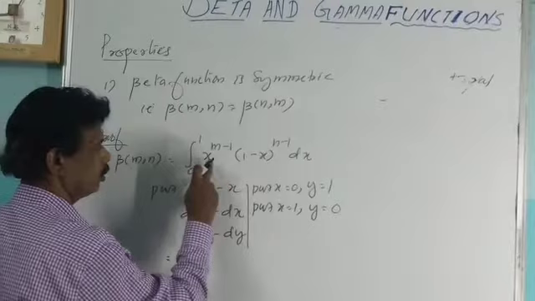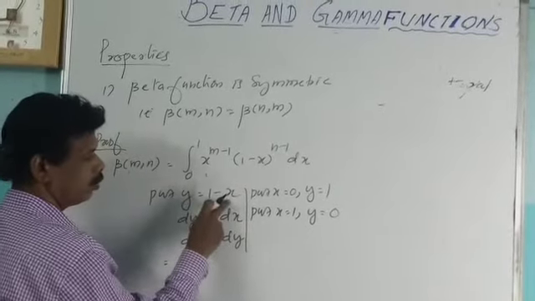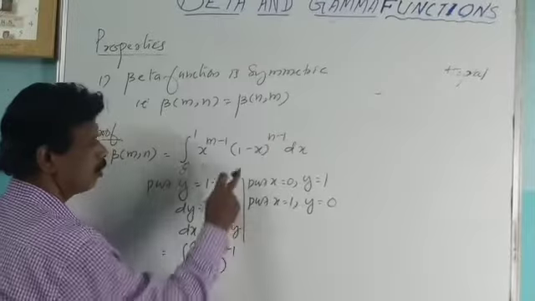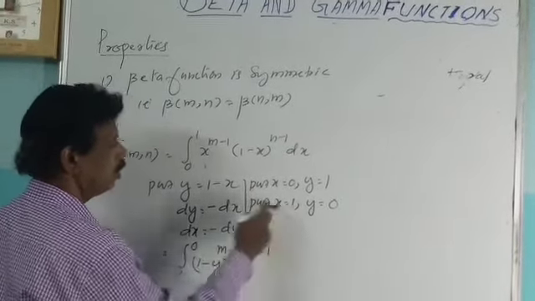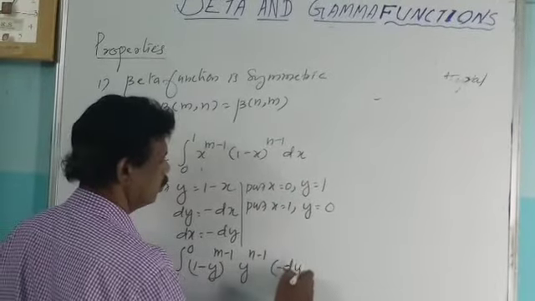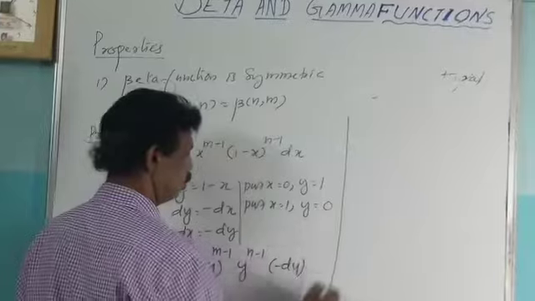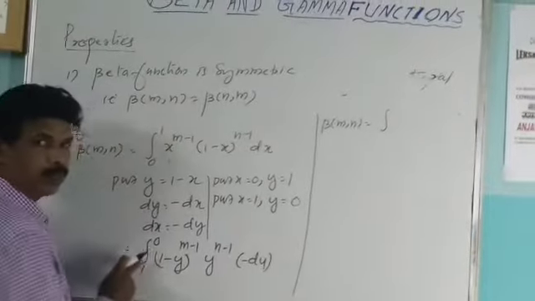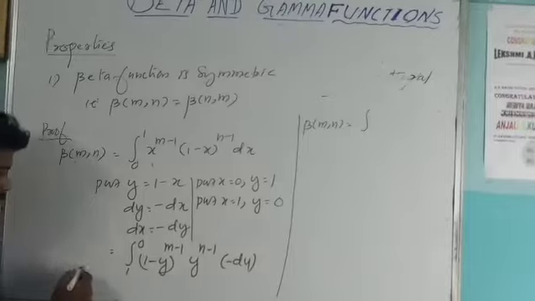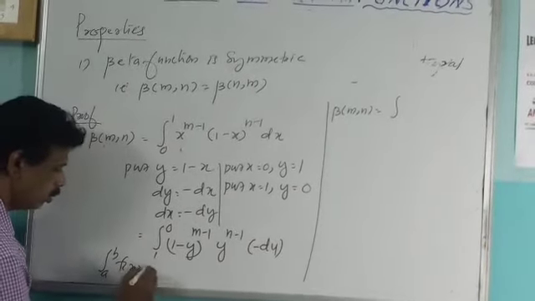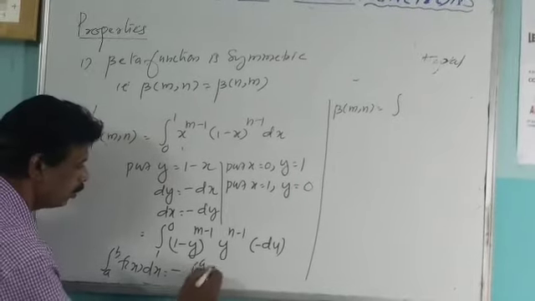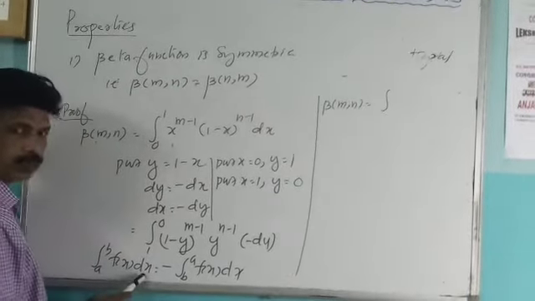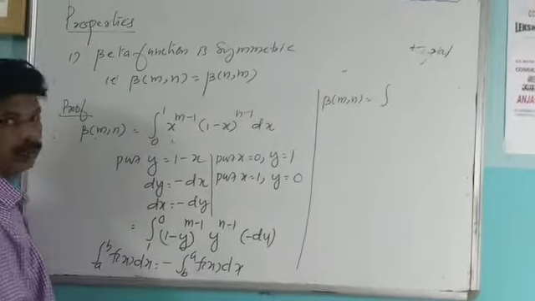Instead of x, I can write 1 minus y, because y equal to 1 minus x, so x is equal to 1 minus y. So we get 1 minus y, the whole raised to m minus 1, and 1 minus x becomes y raised to n minus 1, and instead of dx, I can write minus dy. Beta m n equal to integral 1 to 0. By the property of definite integral, integral a to b f of x dx is equal to minus integral b to a f of x dx.